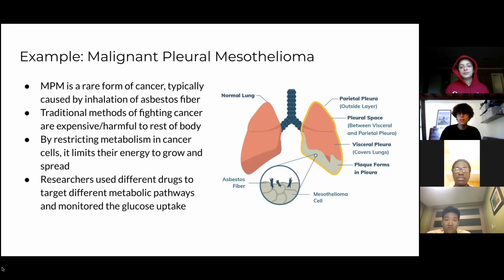And the cost of fighting cancer right now is really high, both monetarily and in the toll it takes on your body. So the study was interested in restricting the metabolism in the cancer cells to limit their ability to grow and spread. They used a couple of different drugs to target different metabolic pathways and monitor the glucose uptake.